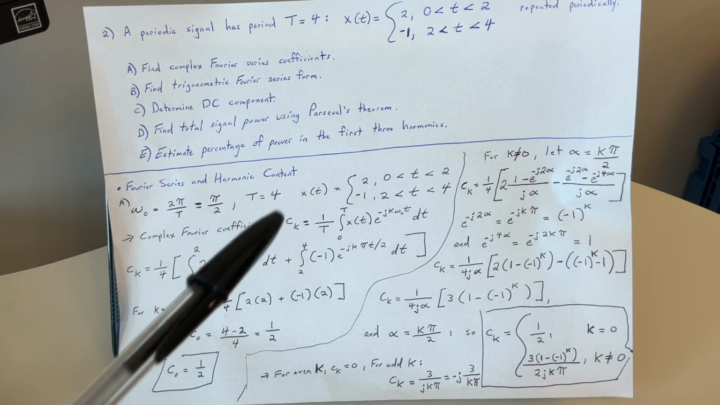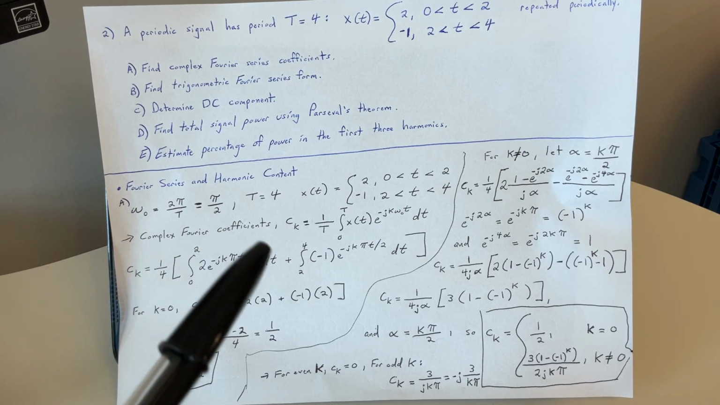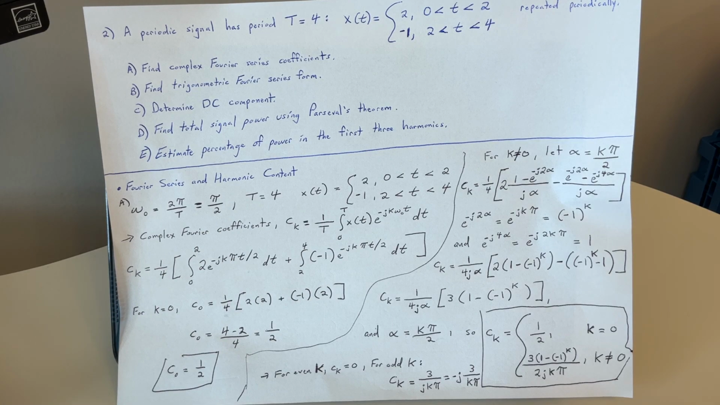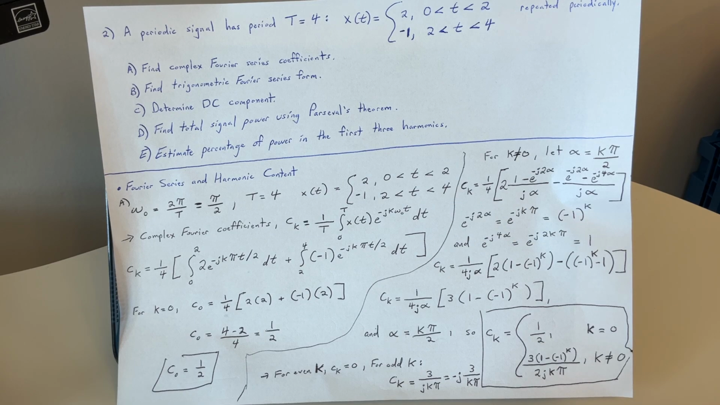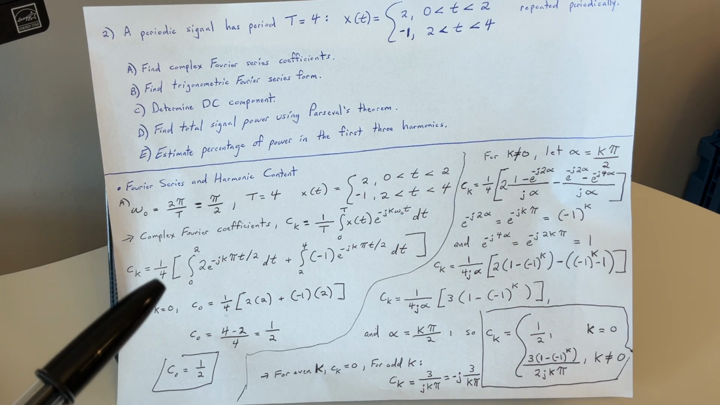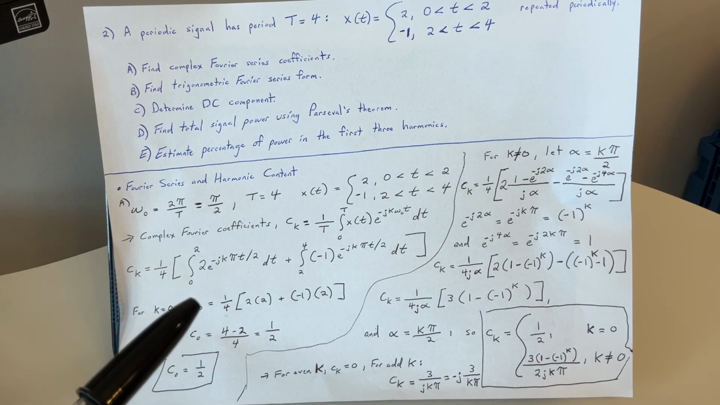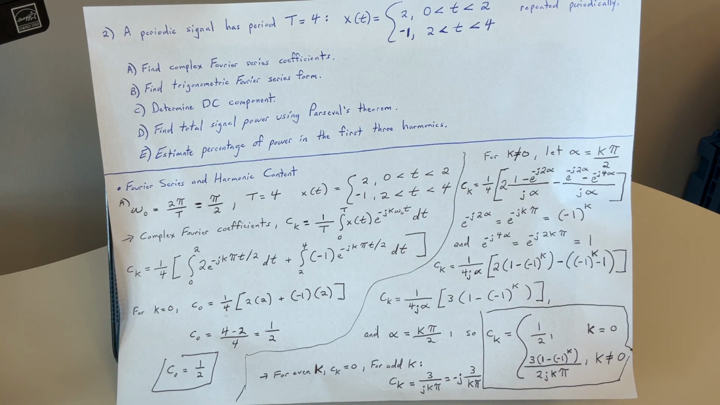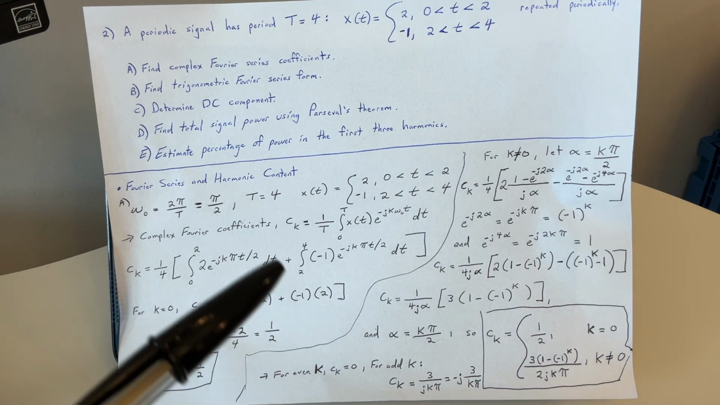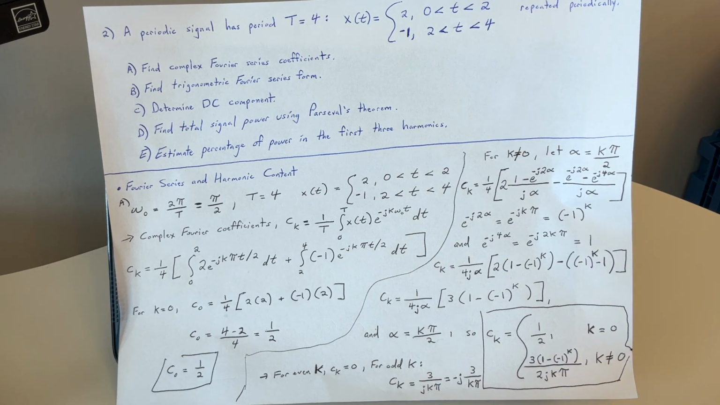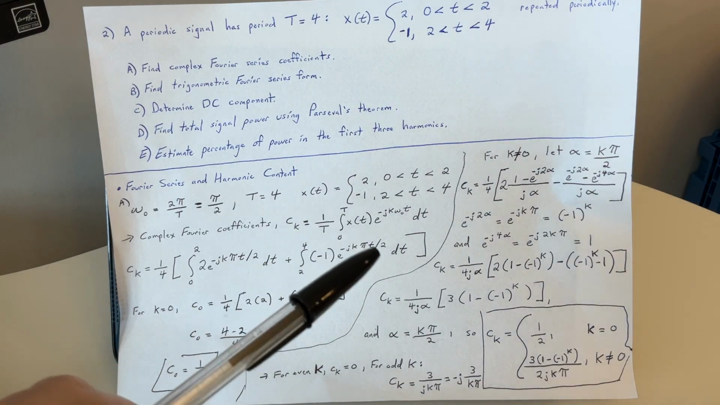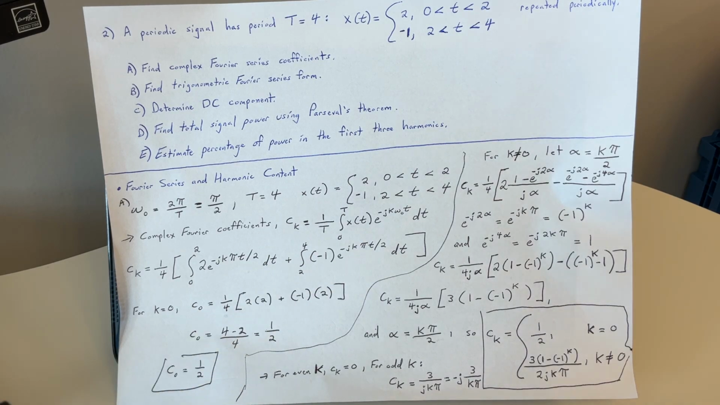And we have what was given here. So our complex Fourier coefficient c sub k equals 1 over T, integral 0 to T of x of t e to the negative jk omega naught t dt. So c sub k equals 1/4 bracket integral of 0 to 2 of e to the negative jk pi t over 2 dt plus integral from 2 to 4 of -1 times e to the negative jk pi t over 2 dt, close bracket.